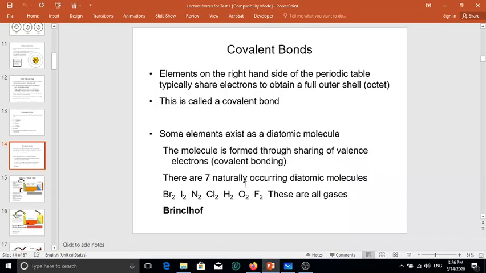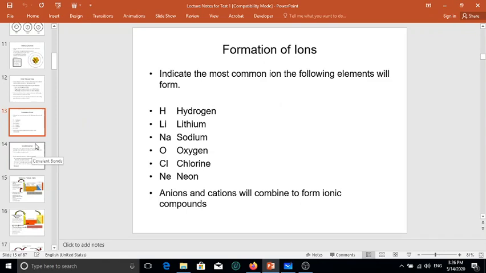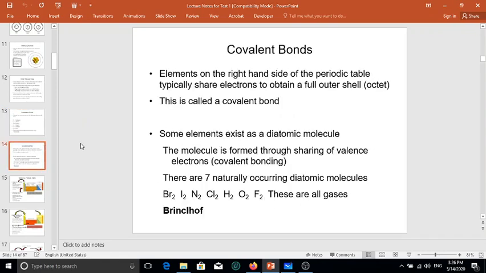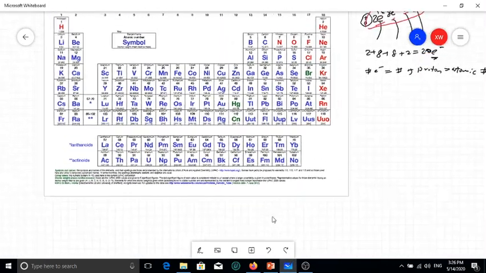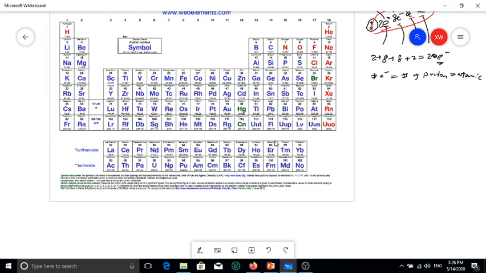Alright, in this video, we would like to continue our discussion about formation of ions, and hopefully we can cover a covalent bond as well. Okay, so let's use a couple more examples to enhance our concept about valence electrons and the octet rule.